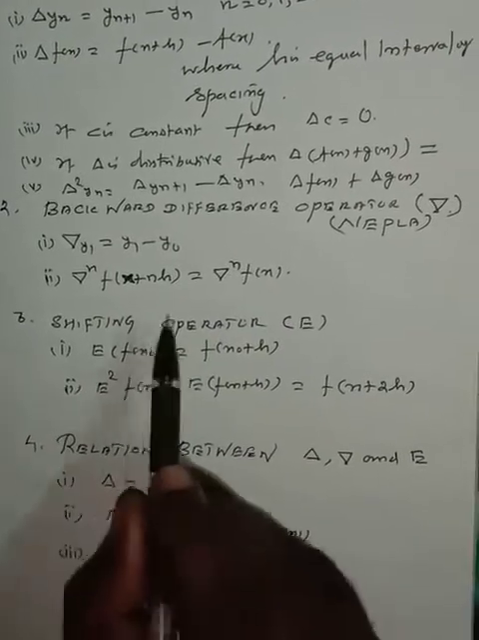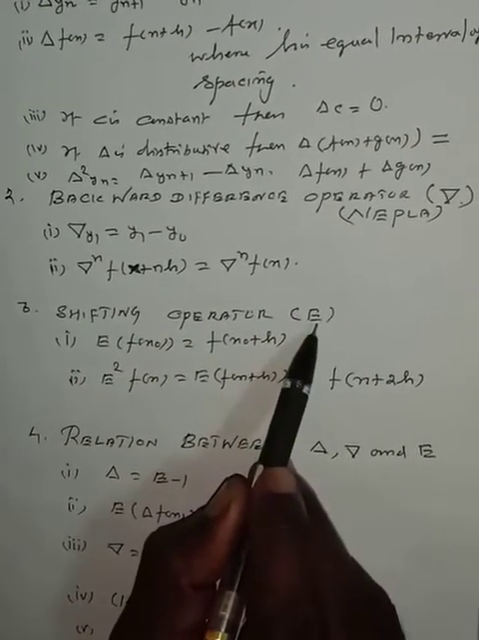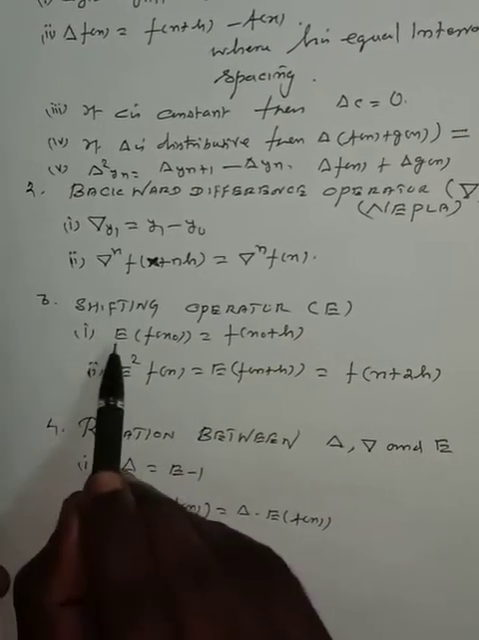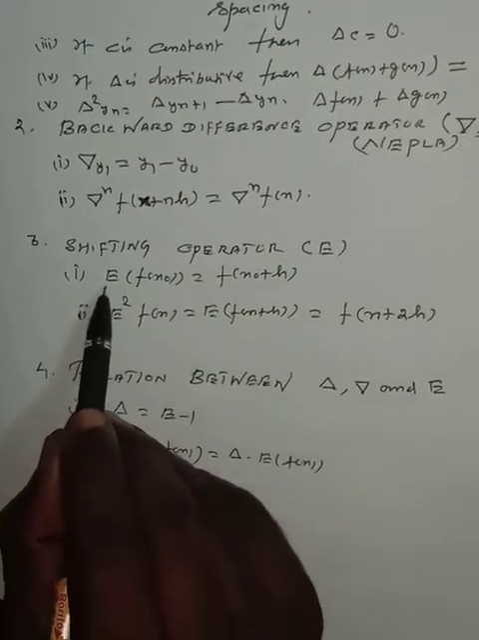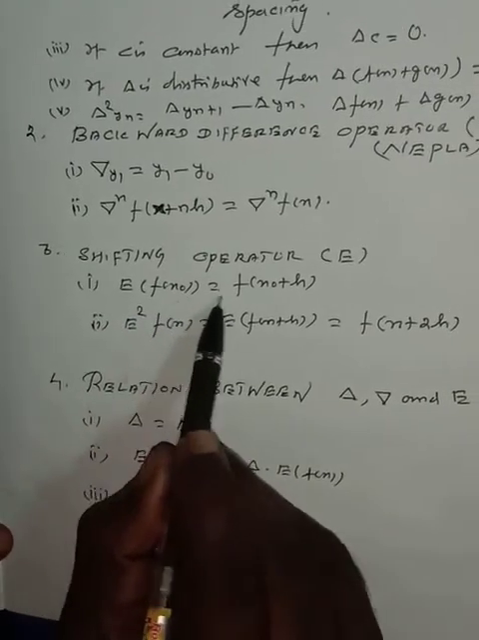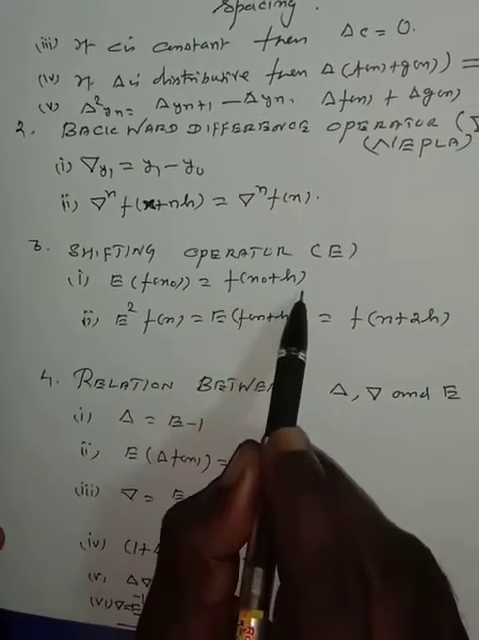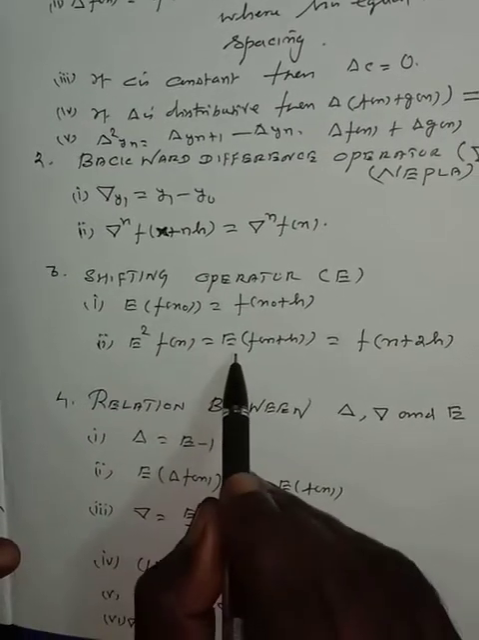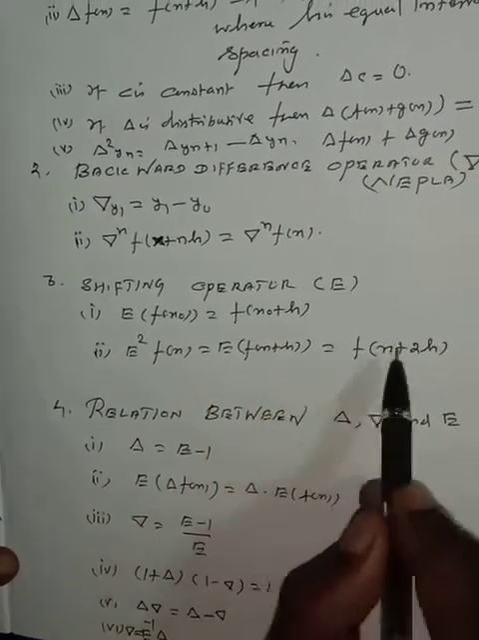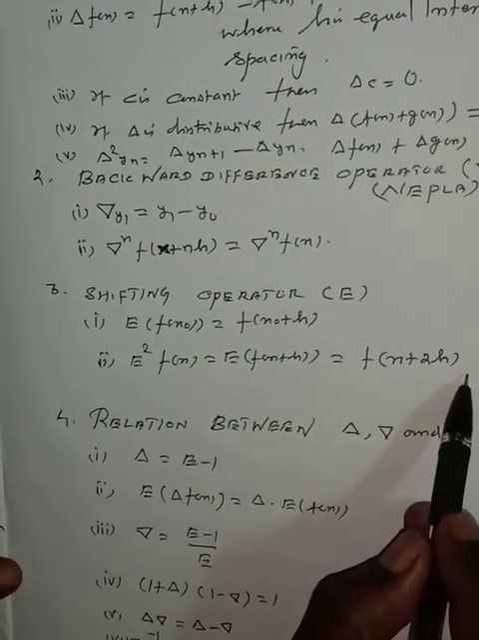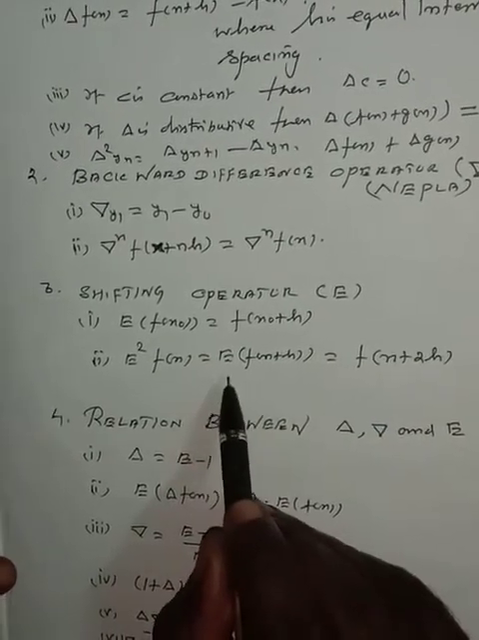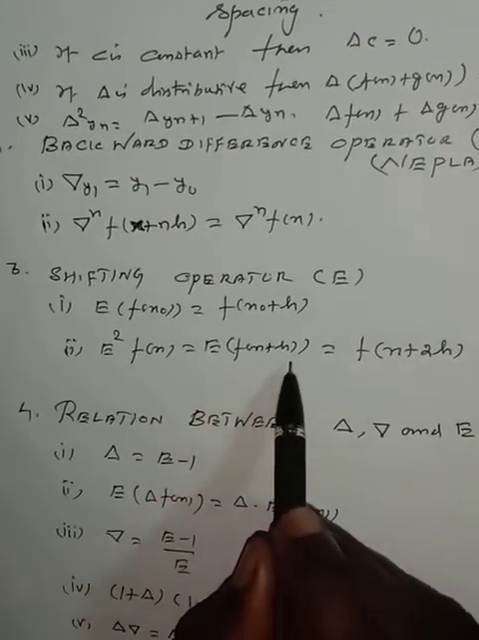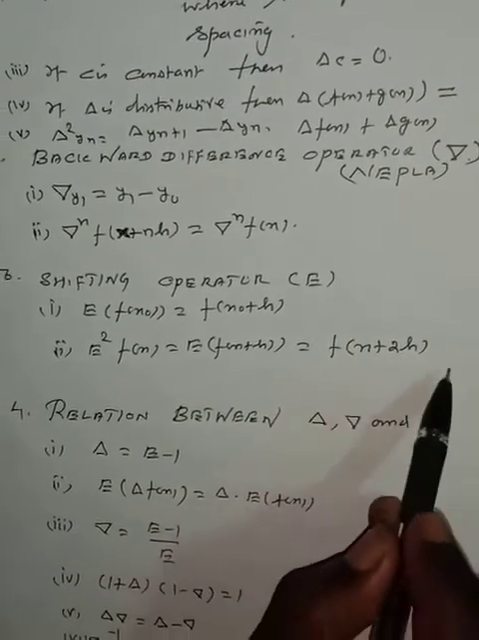Next, number 3, shifting operator E. Number 1, the shifting operator E of f of x0 is equal to f of x0 plus h. Number 2, E square f of x is equal to E of f of x plus h, which is equal to f of x plus 2h. E of E means shifting operator of f of x plus h is equal to f of x plus 2h.